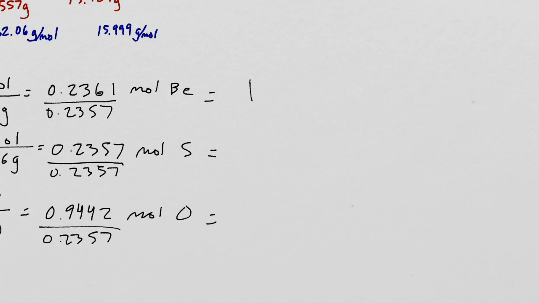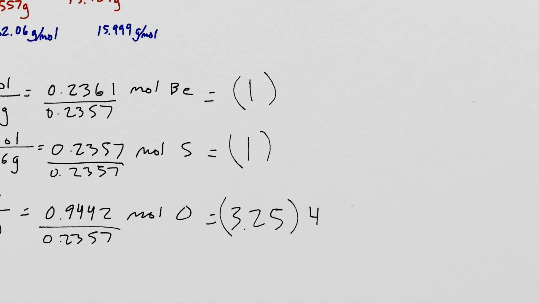What if we had 1, 1, and 3.25? Well, we would want to multiply again by something that's going to give us whole numbers. If we multiply by 4, we'll actually get 13. So we get whole numbers again. Let me show you what that table would look like.